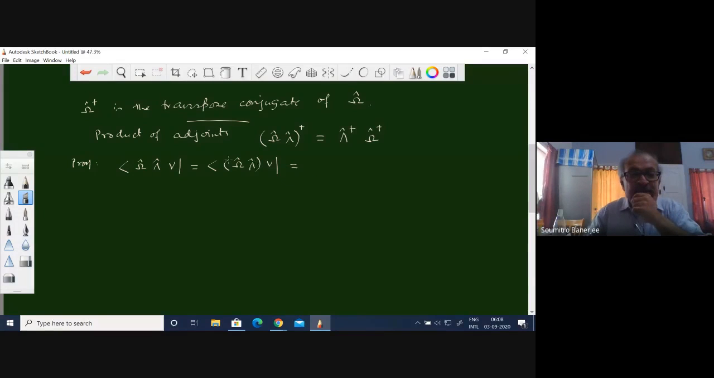If this is inside the bra, and now I want to take it out, something that operates on the bra V, I have to take the adjoint. So it is the bra V, and I have the omega lambda, its adjoint.